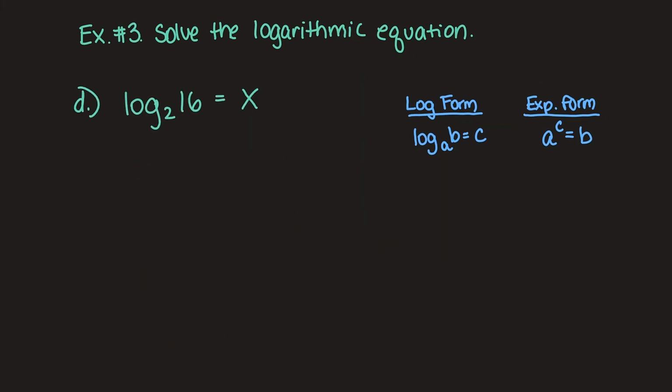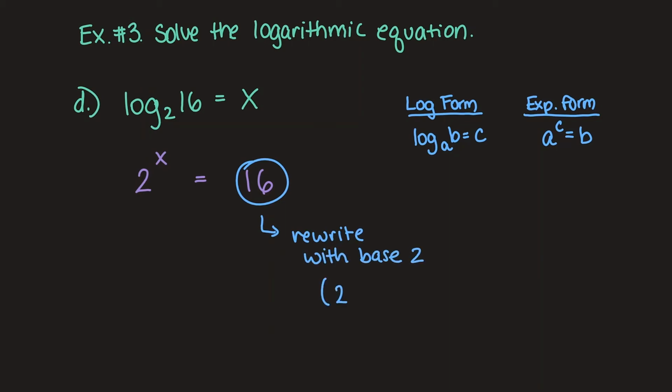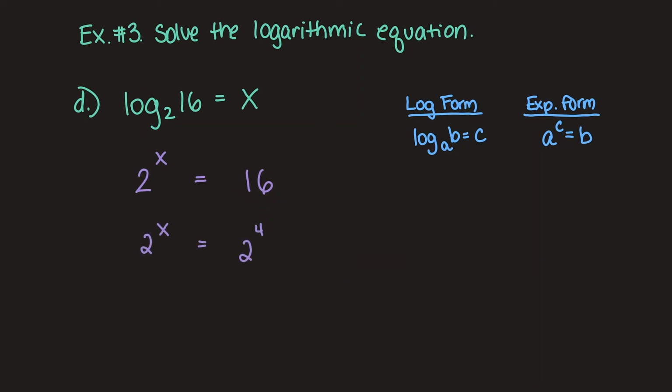For the last example, again we need to check that the base and input are greater than 0, which they are. Now we rewrite in exponential form, which gives us 2 to the x power equals 16. To solve this exponential equation, we need to rewrite both sides so that they have the same base. So we can rewrite 16 with a base of 2 as 2 to the fourth power. And now that we have the same base, we can set the exponents equal to each other. This then gives us x equals 4 as our solution.